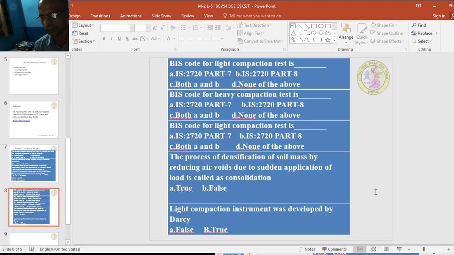Now true or false. The process of densification of soil mass by reducing air voids due to the sudden application of load is called consolidation. Option A is true, option B is false. It is false. Light compaction instrument was developed by Darcy. Option A is false, option B is true. False.